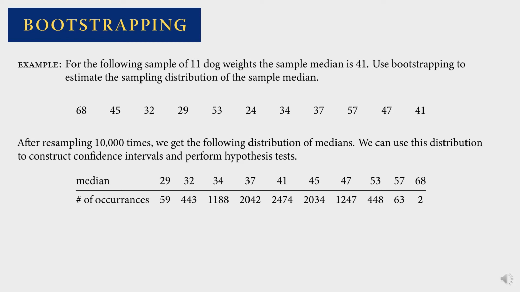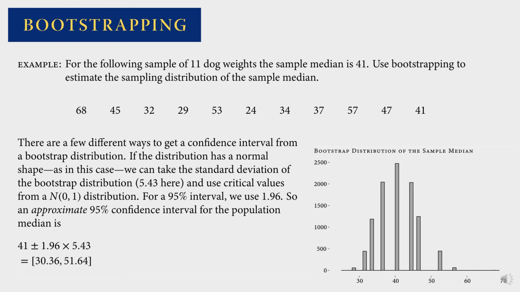Recall that the sampling distribution gives you the probabilities for every possible median we could draw from the population. It's usually impossible to get the entire sampling distribution. This bootstrap is a clever way to estimate it. Here's a histogram of the bootstrap distribution. I had a pretty small sample here, so there are a lot of gaps, but that's just how it goes.